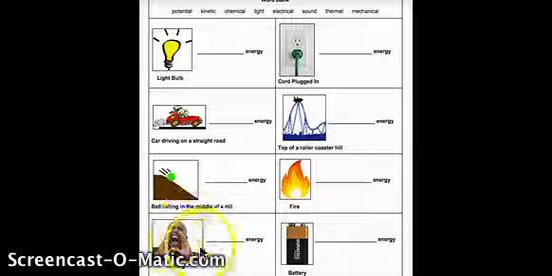Next, you have a person yelling. What type of energy does a person yelling have? Press pause to write that. Press play when you're done. Your last picture is a battery. What type of energy does a battery have? Press pause to fill that in. Press play when you're done.